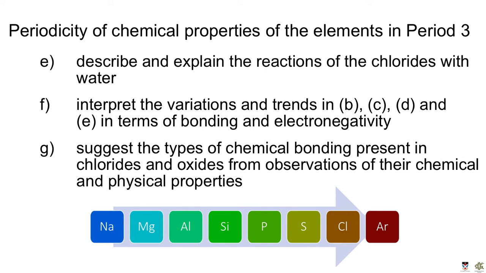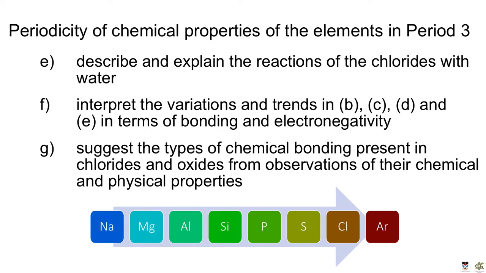In this video, we cover the last bit of content about the periodicity of the chemical properties of the elements in group 3, and we're going to do the following. We're going to describe and explain the reactions of the chlorides with water. It's the only thing that we still have to do. The other two learning outcomes here: interpret the variations and trends in B, C, D, and E.